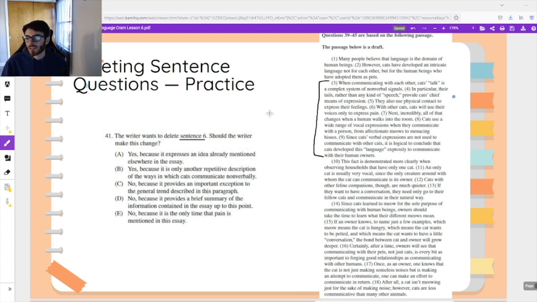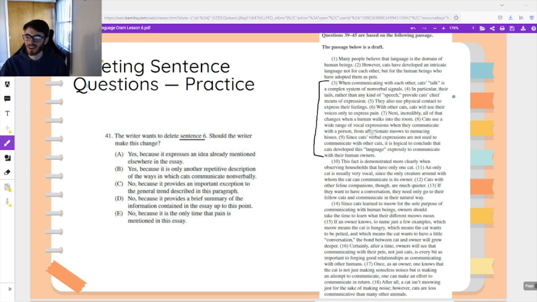When communicating with each other, cats' talk is a complex system of nonverbal signals. In particular, their tails, rather than any kind of speech, provide cats' chief means of expression. They also use physical contact to express their feelings. With other cats, cats will use their voices only to express pain. Incredibly, all of that changes when a human walks into the room. Cats use a wide range of vocal expressions when they communicate with a person, from affectionate meows to menacing hisses. Since cats' verbal expressions are not used to communicate with other cats, it's logical to conclude that cats developed this language expressly to communicate with their human owners.